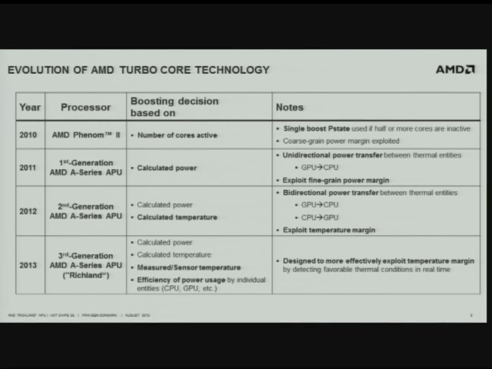So 2013, this is where we are. Along with calculated power and calculated temperature, we also have the notion of measured sensor temperature. We can actually detect real temperature using sensors on the die, and based on that we can complement whatever we were doing previously with the calculated temperature and get higher performance. I have slides on that. And we also have efficiency of power usage as one of the boosting criteria, and I have more content on that as well.